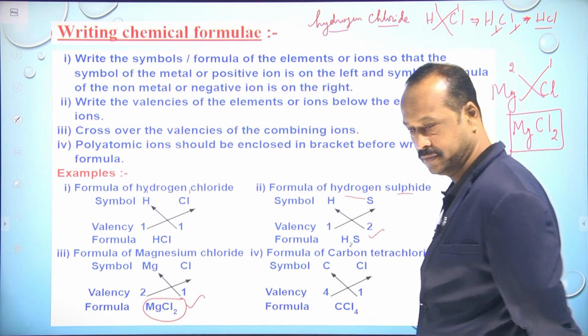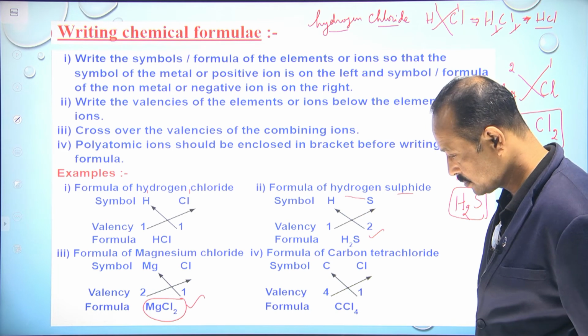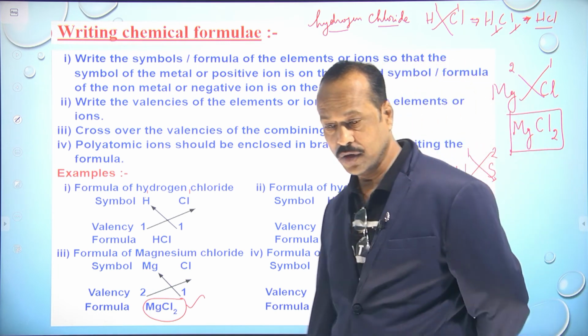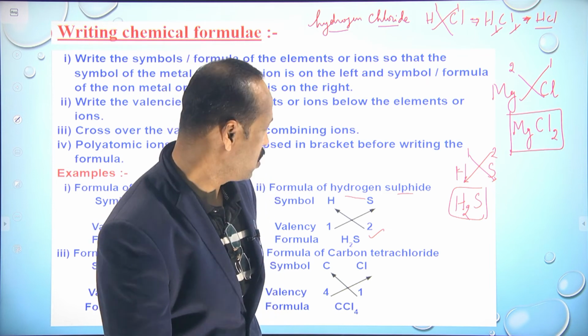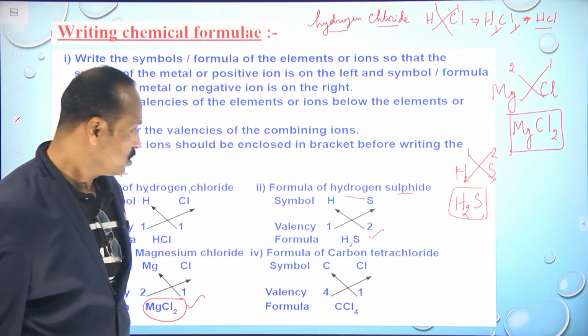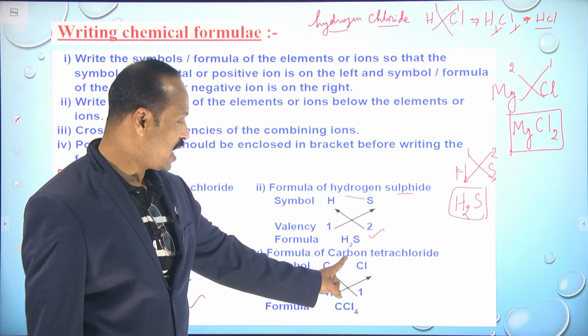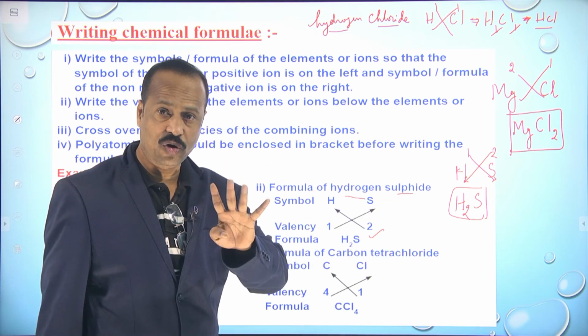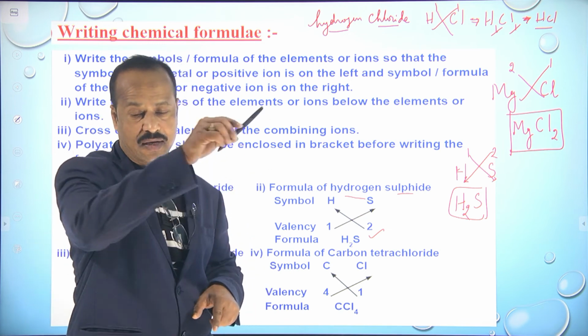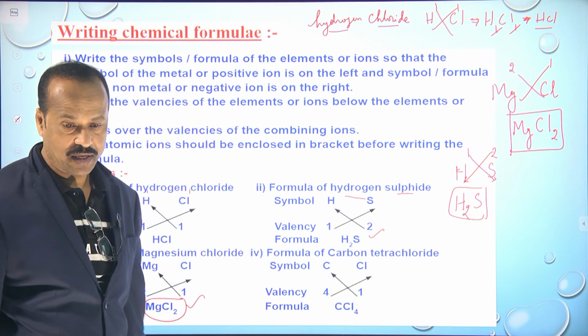Should we avoid the signs, sir? Whether they are positive or negative, should we avoid? You have to avoid the signs. Signs are not required. So here, carbon tetrachloride: carbon C, chlorine Cl. Carbon valency 4, chlorine valency 1. Crisscross, and you'll get CCl4. Is this clear to you?